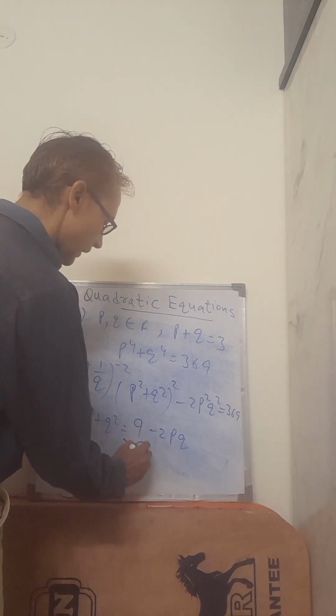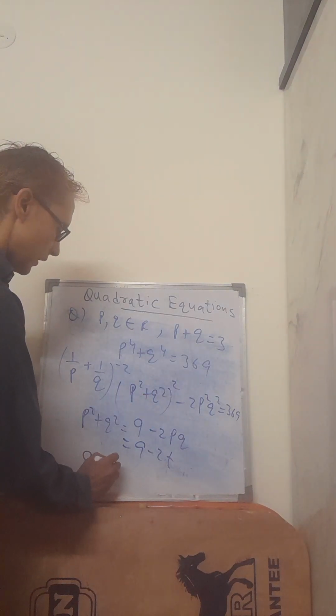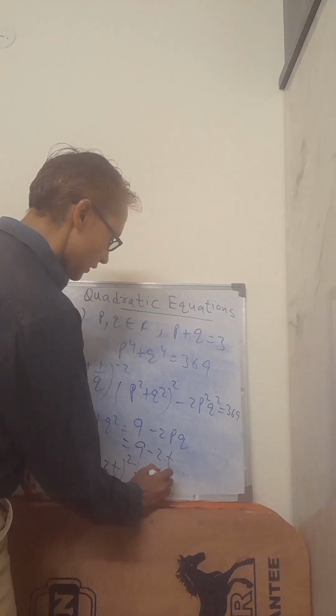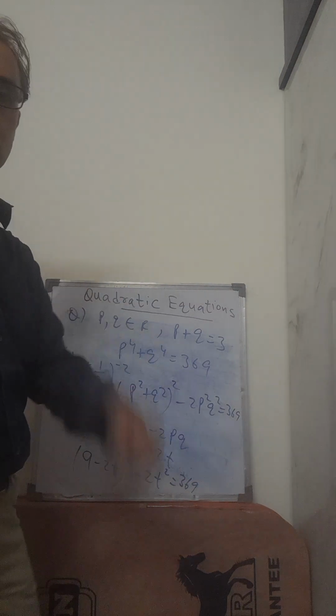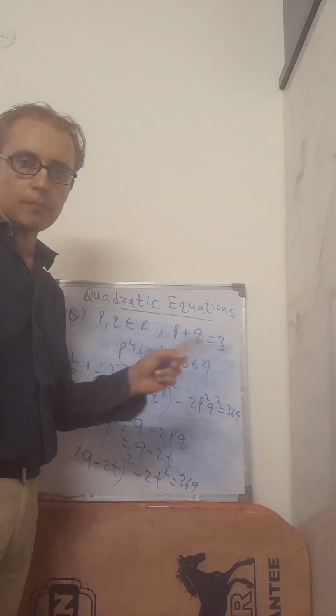So this will become 9 minus 2T. And so this equation will become (9 minus 2T) whole square minus 2T square is equal to 369. By that, what will happen? We will get the value of P into Q. And what are we supposed to find? We are supposed to find the value of (1 by P plus 1 by Q) power minus 2.